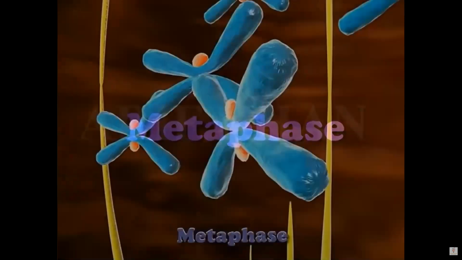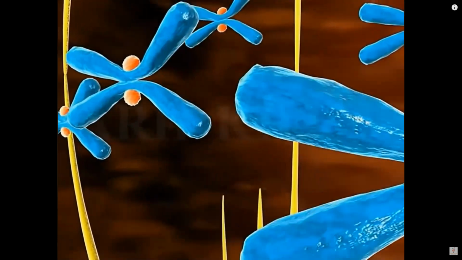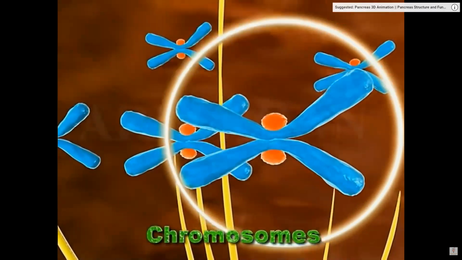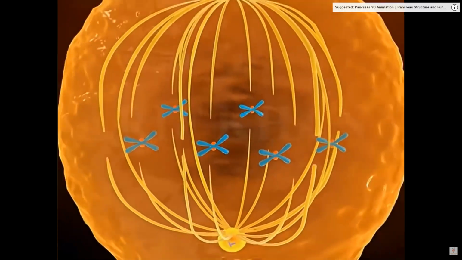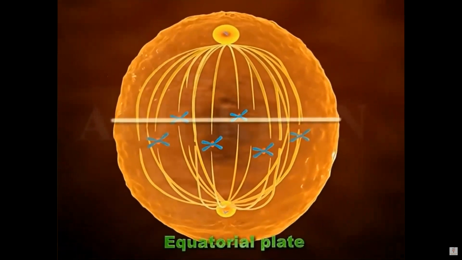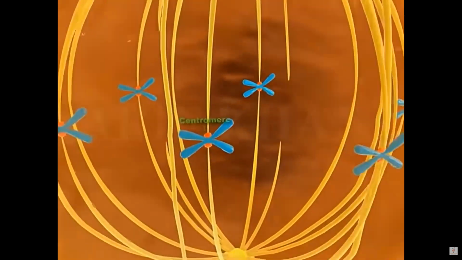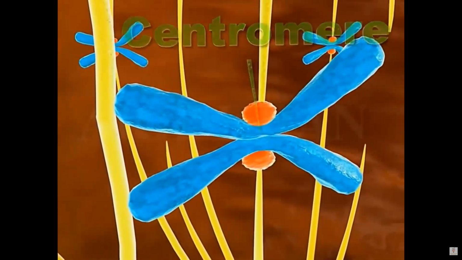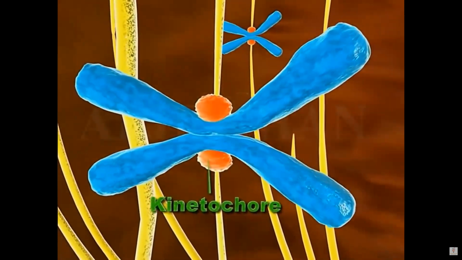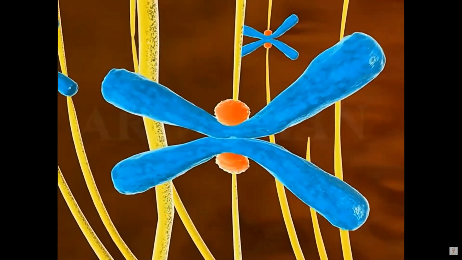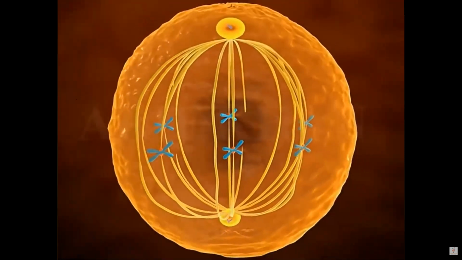Metaphase. During metaphase, microtubules of the spindle interact with chromosomes. This causes the chromosomes to move and align along the middle of the cell, or the equatorial plate. Sister chromatids are held at the centromere, which has protein structures called kinetochores at the surface. The kinetochore holds the chromosomes and attaches them to the spindle.